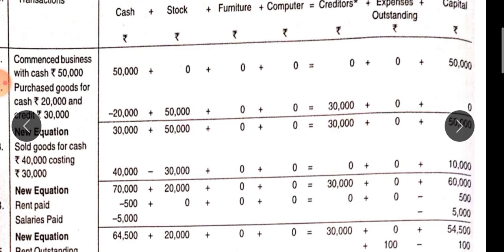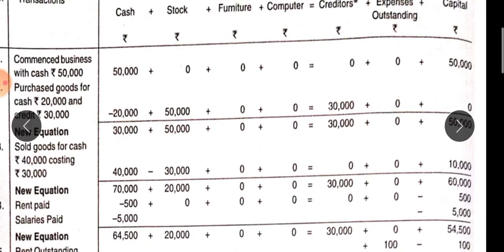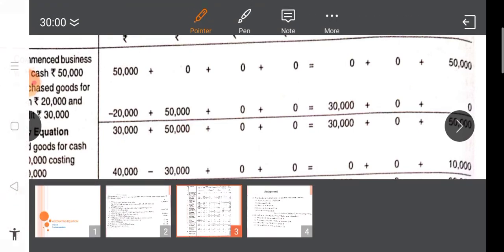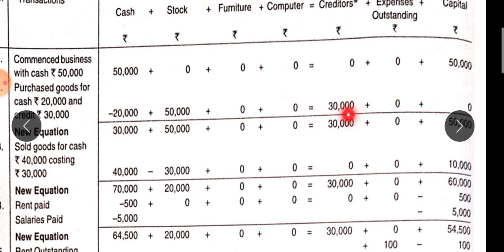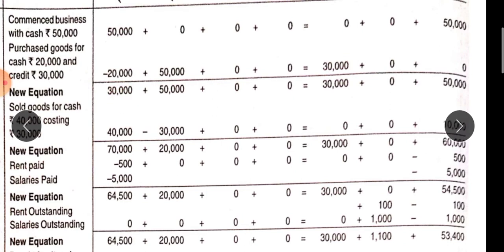Now check the new equation. 50 minus 20, 30,000. Stock increased by 50,000. Creditors increased by 30,000 and capital is now 50,000 rupees. It didn't change, so capital remains at 50,000. So in the new equation, the total on the asset side is 80,000 and on the liability side also it is 80,000 rupees.